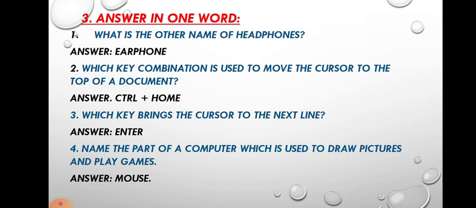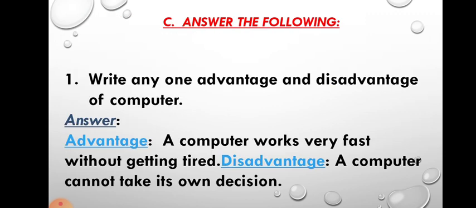Name the part of a computer which is used to draw pictures and play games. With the help of mouse, you can draw the picture and play games. Now, next question, C. Answer the following. Write any one advantage and disadvantage of a computer.